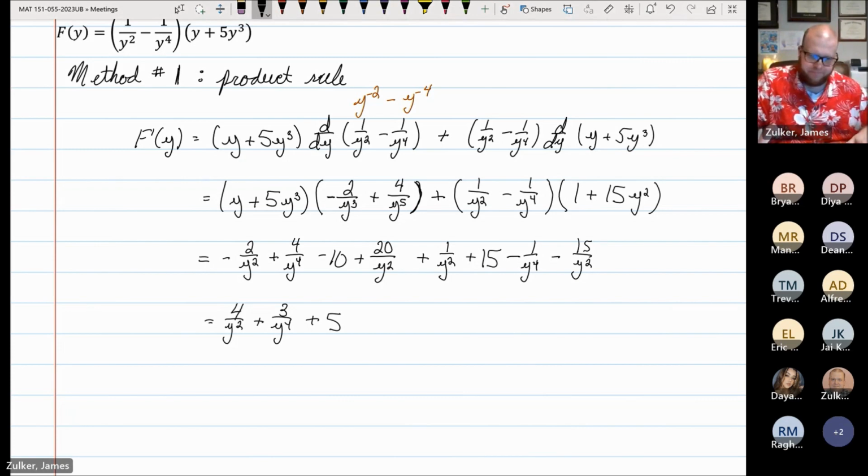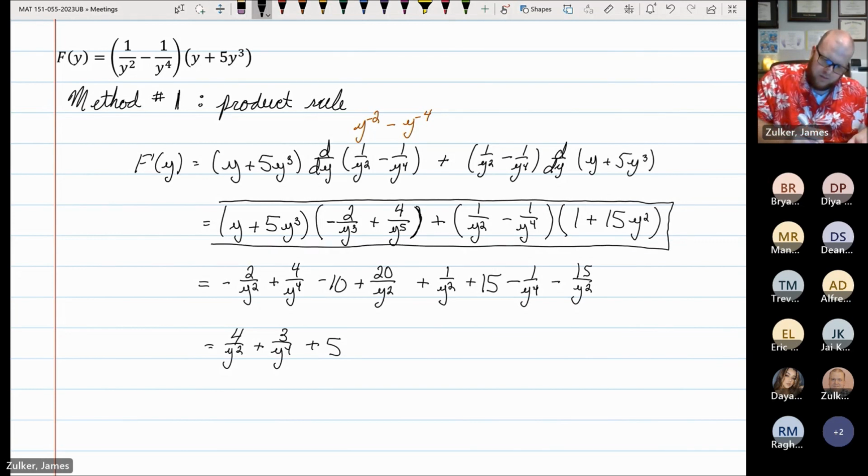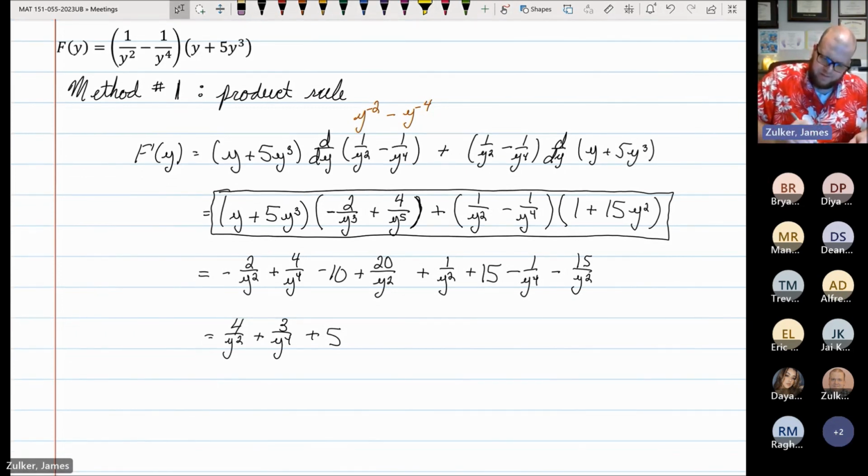Okay. Now, since the problem was written as a product, I would be okay with that, unless the problem said to fully simplify your answer. Second method.